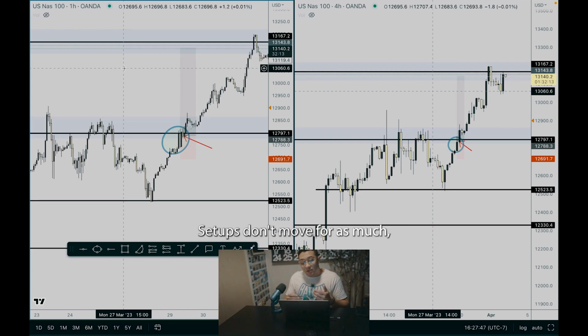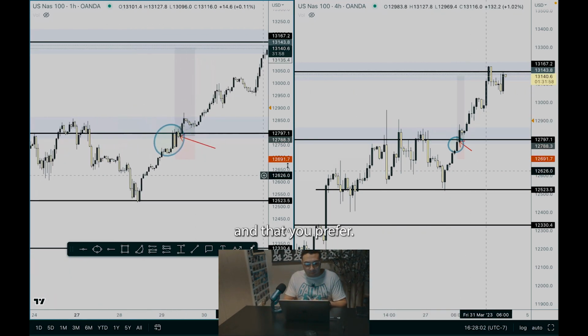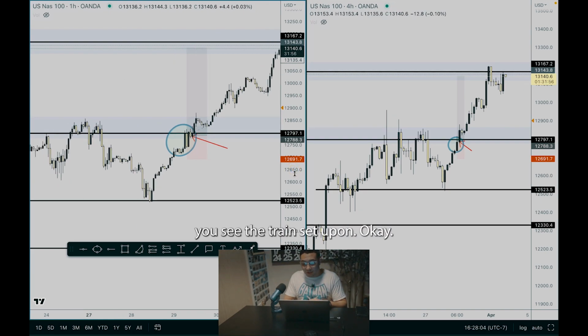Lower time frame setups don't move for as much, but you can still profit on them. If the market moves in your favor, you can still make money. That's the whole point of trading. It doesn't matter if it's a higher time frame setup or lower time frame setup. You can make money on whatever time frame you prefer, or whatever time frame you see the trade set up on.